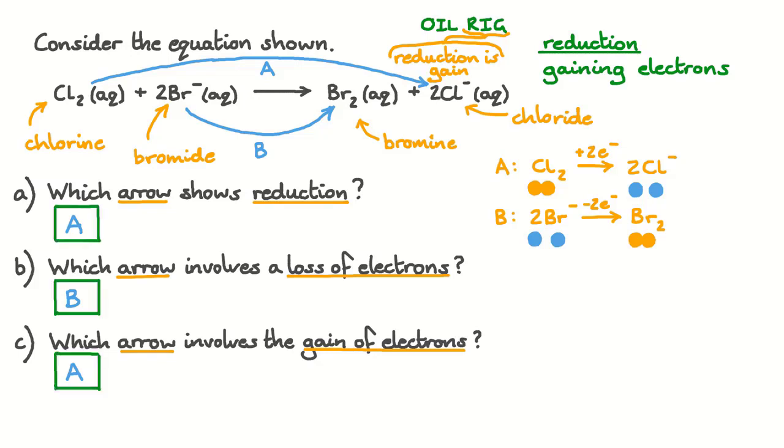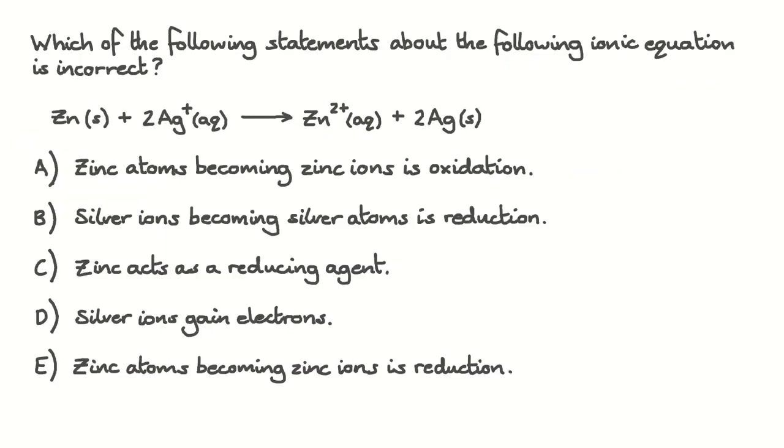Next, let's look at a question involving ionic equations. Which of the following statements about the following ionic equation is incorrect? Zn(s) + 2Ag+(aq) react to form Zn2+(aq) + 2Ag(s). A. Zinc atoms becoming zinc ions is oxidation. B. Silver ions becoming silver atoms is reduction. C. Zinc acts as a reducing agent. D. Silver ions gain electrons. Or E. Zinc atoms becoming zinc ions is reduction.